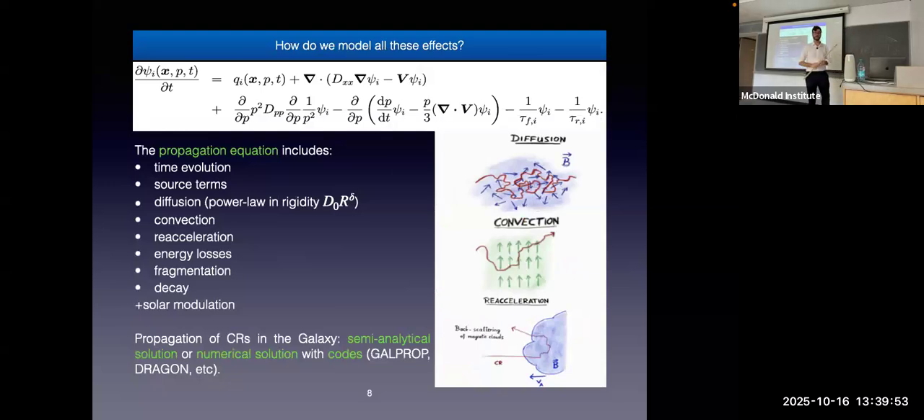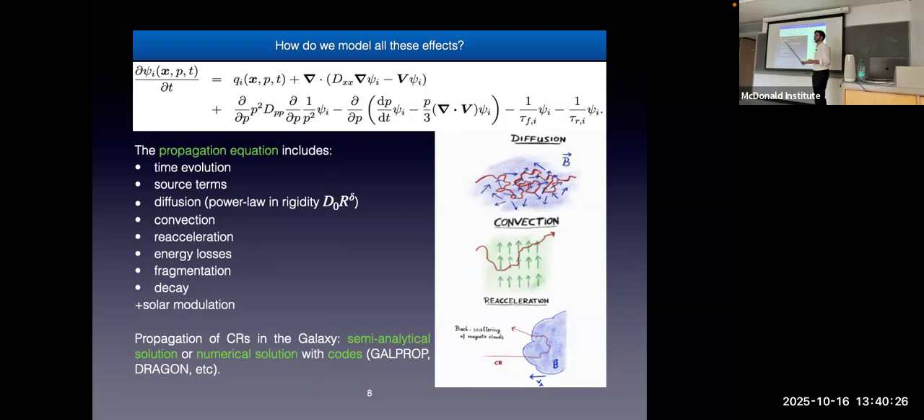This is the transport equation that codes like Galprop, Dragon, Usin, etc., solve. And all the effects that I listed before are basically terms of this equation that we solve in this cylindrical geometry that I showed you earlier. In general, the most important thing that we want to model is the diffusion process, which is this random scattering that is usually modeled as a power law in rigidity. There are many physical reasons why this is the case, but for the moment, just trust me.